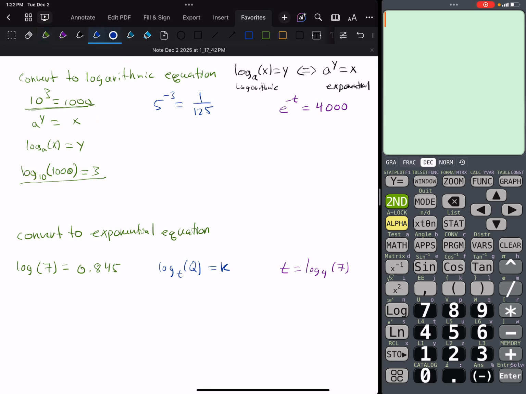Okay, let's do the same thing again. I have a to the y equals x is what I've been given here. And so to convert that to a logarithmic equation, I'm going to convert that into y equals log base a of x. And so my y was -3. So -3 is going to equal log base 5 of x, and that'll be 1 over 125. And so that will be my logarithmic equation converted from my exponential equation.